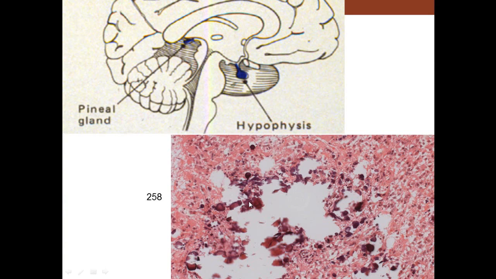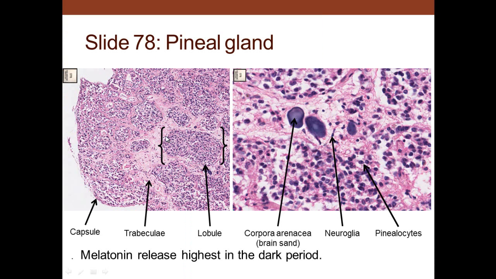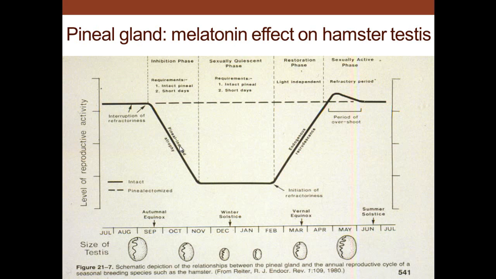And here we see the brain sand and the pineal sites located in through there. If we look at the pineal, we can see the capsule, tubercle going through there, kind of a lobule, and the pineal gland produces melatonin. Melatonin is released at highest during the dark cycle. And there's the brain sand. It's kind of like sand. Neuroglial and the pituitary are located in through there.